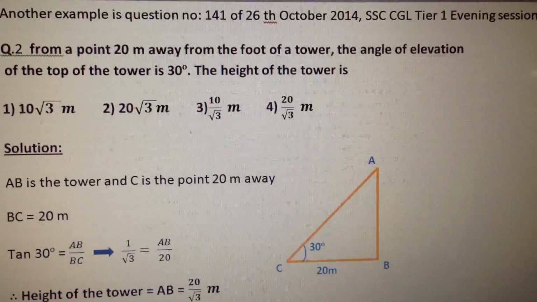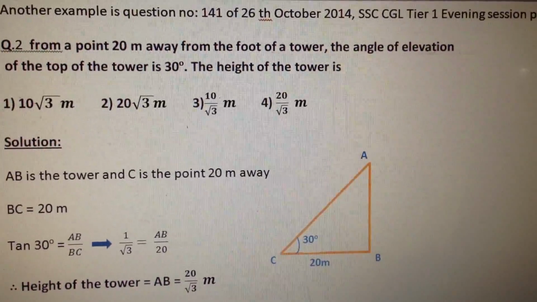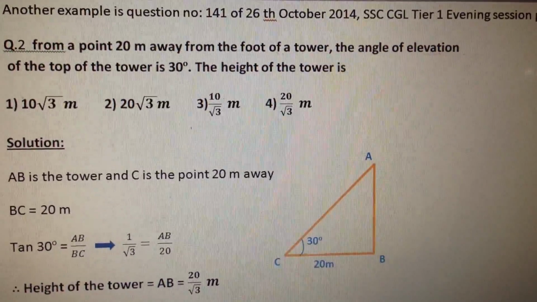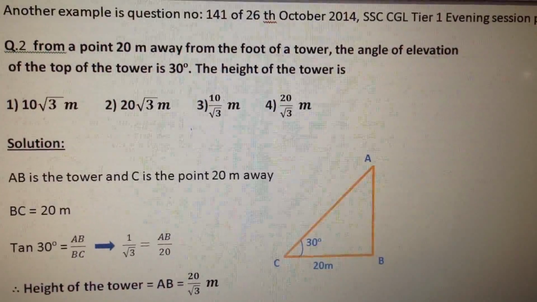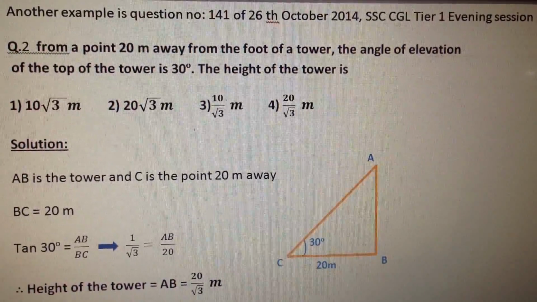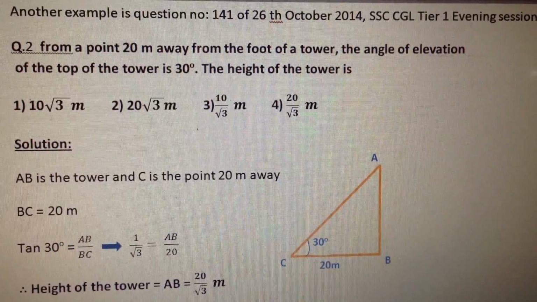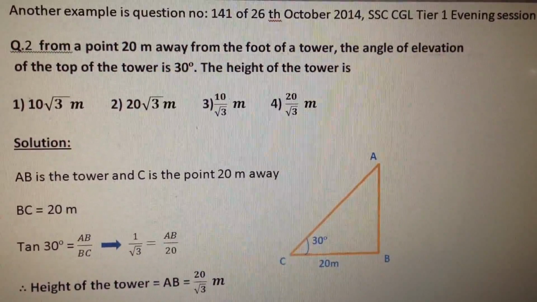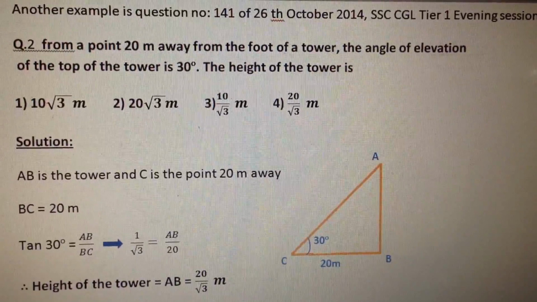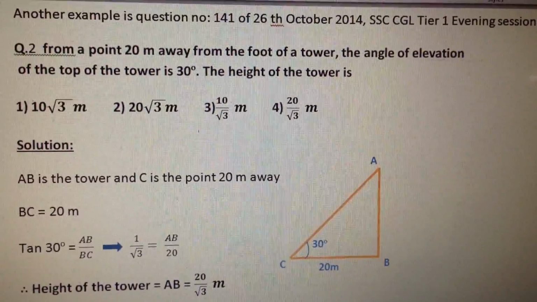This is question number 141 of SSC CGL Tier 1 examination paper held on 26 October 2014. Here is a question. From a point 20 meters away from the foot of a tower, the angle of elevation of the top of the tower is 30 degrees. Find the height of the tower. And the options are given.